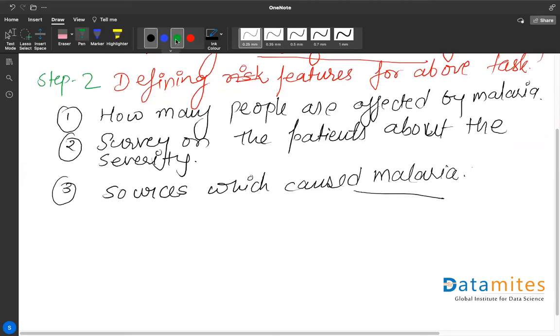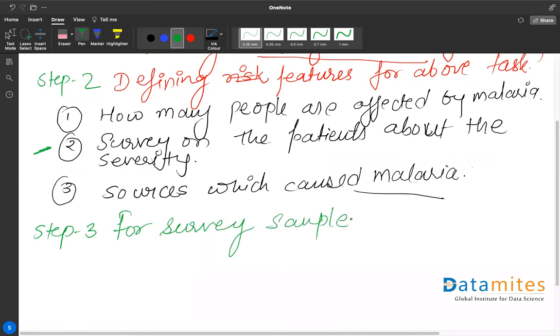So step 3 will be, once we define the features, next I need to do the survey. For the survey, the sampling strategy: which samples to select, which samples not to select. Right now in this particular scenario, we are focused on a given locality.